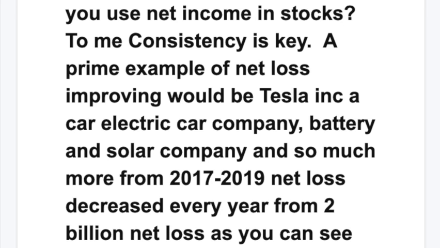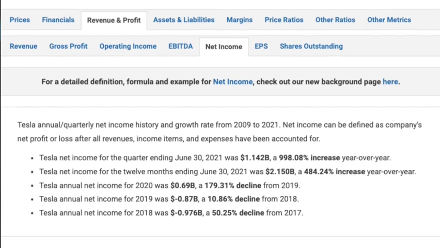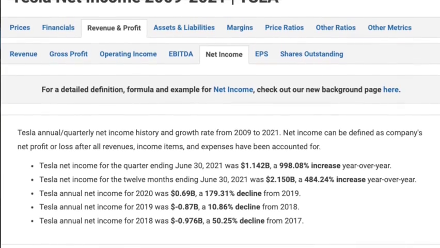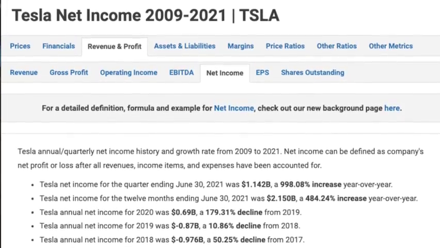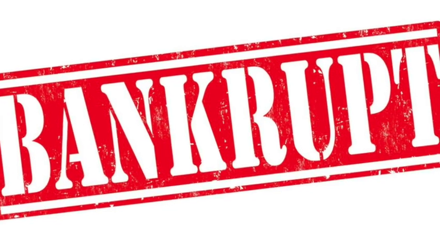A prime example of net loss improving would be Tesla Incorporated, a car electric company, battery and solar company, and so much more. From 2017 to 19, their net loss decreased every year from 2 billion net loss, as you can see on the screen, in 2017, dropped down considerably. By 2020, returned to profit. So a net loss isn't always a bad thing in a company if they are growing, but at some point they need to make a profit or otherwise they will go bankrupt.